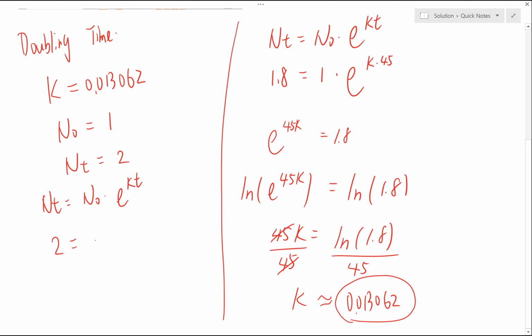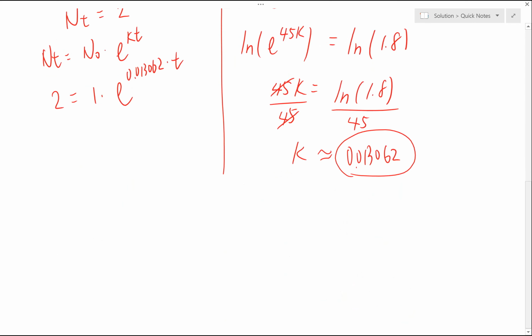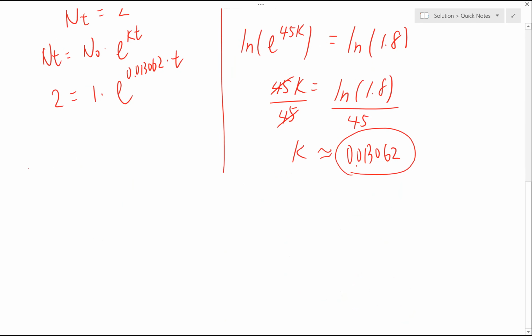So 2 equal to 1 times E to the K, which is 0.013062 times T. So from there, we just simplify a little bit. So reverse order: E raised to 0.013062 T, that's equal to 2. Now we're taking the Ln from both sides of the equation. Simplify, then we should be able to get the doubling time.